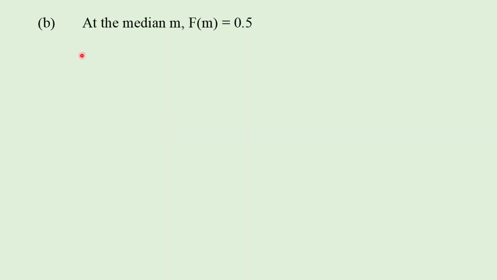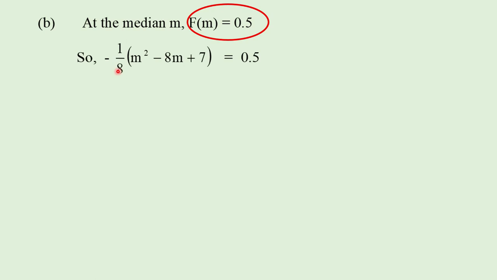Okay, B. The question asks, what is the median? To get the median, we need to use this formula. The CDF up to the point M is equal to 0.5. In our previous result, we already got the CDF, so we will use it now. Negative 1 over 8.